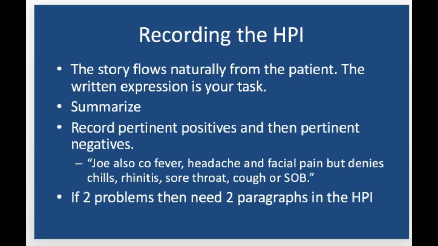So you summarize what they said. And then you record the pertinent positives and the pertinent negatives. So Joe also complains of fever, headache, and facial pain, but denies chills, rhinitis, sore throat, cough, or shortness of breath. Does that make sense? Also, if the patient comes in for two unrelated issues like knee pain and cough, then you need two different paragraphs in the history of present illness. They don't have to be large paragraphs, but you do need to review both of those problems separately.